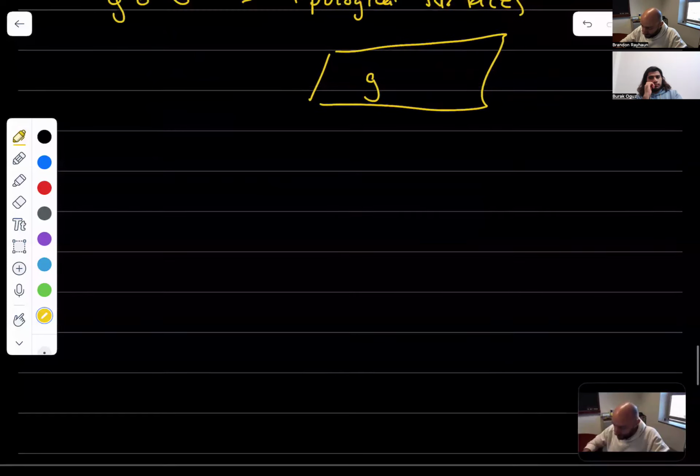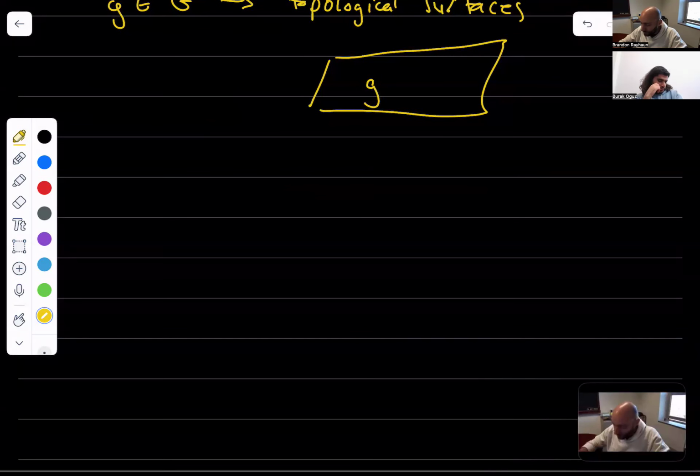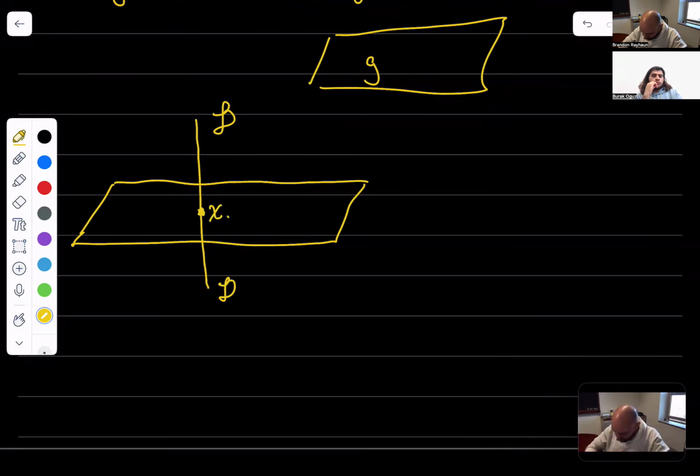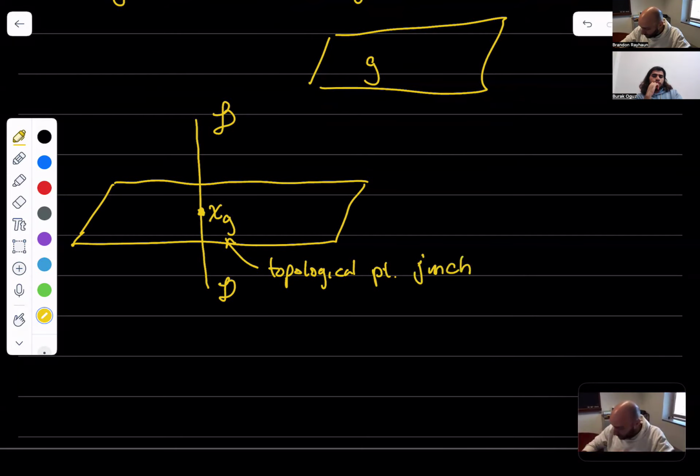And so when I say that I want my line defect to respect the G symmetry, what I'm asking for is that if I take my line and I thread the surface through the line, then it should be possible to find some topological point junction x_g for each element of the group, such that basically I can draw this picture.